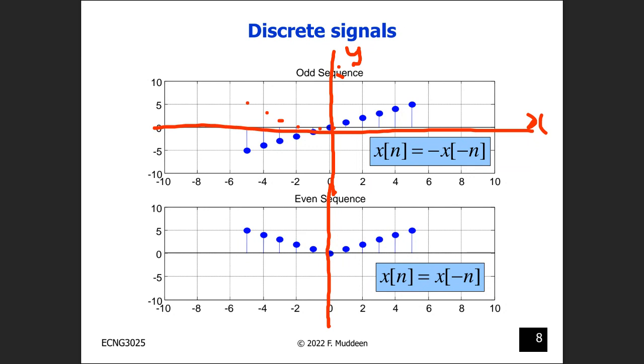So both of them have a strange symmetry about them. The even sequence, of course, is a mirror image. The odd sequence is like two mirror images in one, so it's reflected around both the y and the x axis.